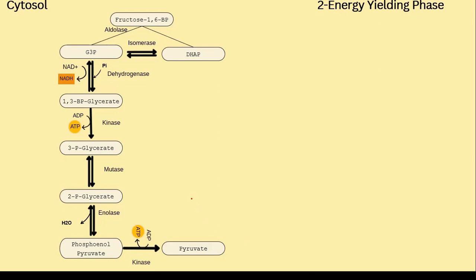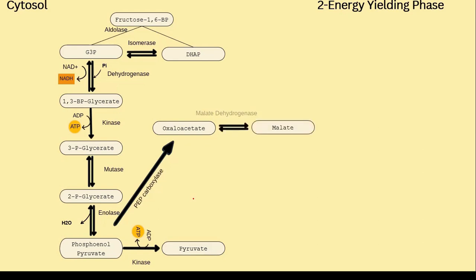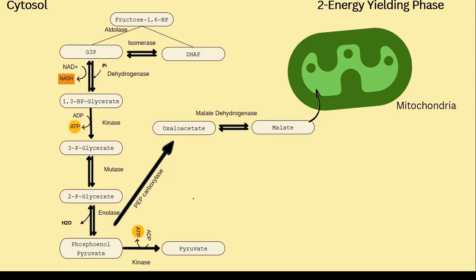At the end, phosphoenol pyruvate takes an alternative path and uses the enzyme PEP carboxylase to be converted into oxaloacetate. This oxaloacetate in the cytosol is converted into malate using malate dehydrogenase, and this malate again moves towards the matrix of mitochondria and is used in the Krebs cycle. Till now, we have learned the process of glycolysis in the cytosol as well as in plastids.